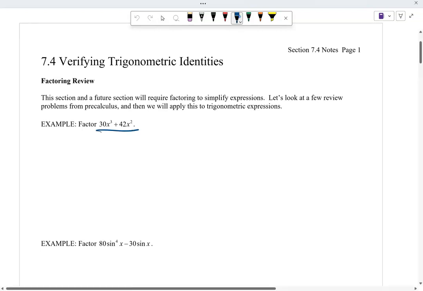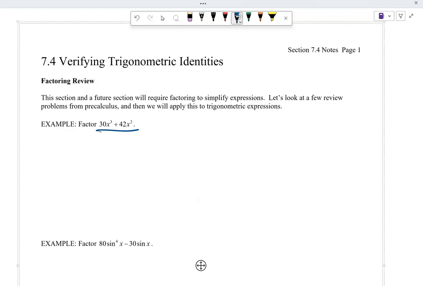So, let's say we were factoring 30x cubed plus 42x squared. What's the greatest common factor of 30x cubed and 42x squared? In other words, what's the GCF of 30 and 42? Well, that's 6. And what's the greatest common factor of x cubed and x squared? That's x squared. So 6x squared is the most I can take out of each of those, and it would leave us with 5x plus 7.